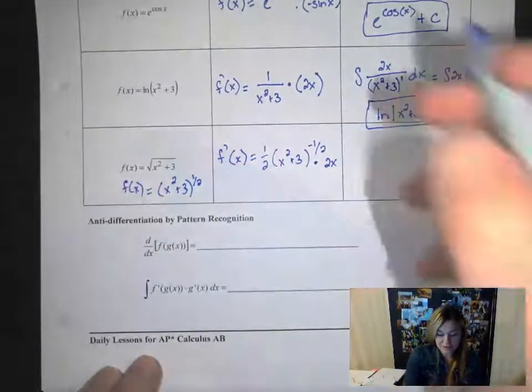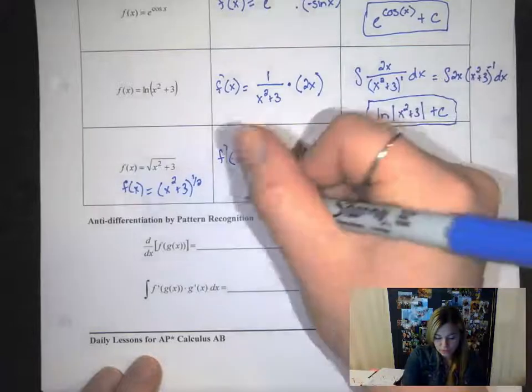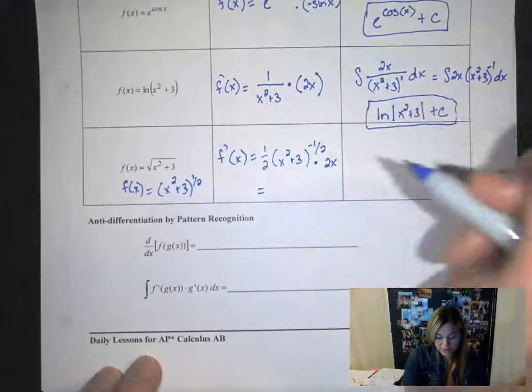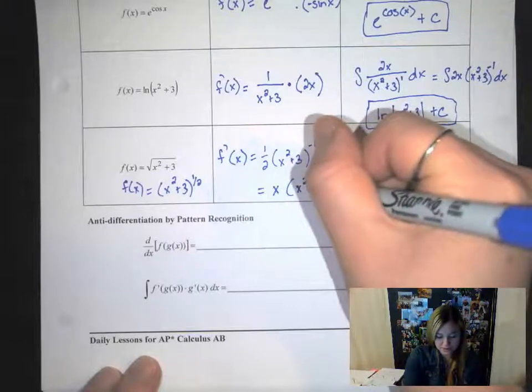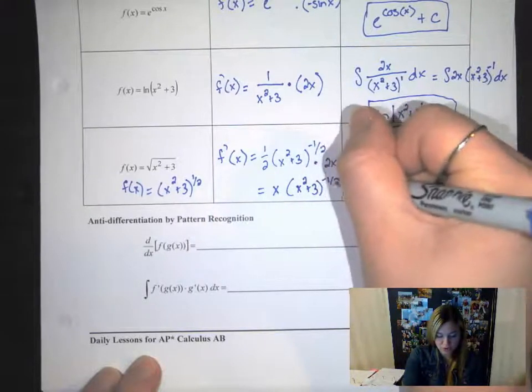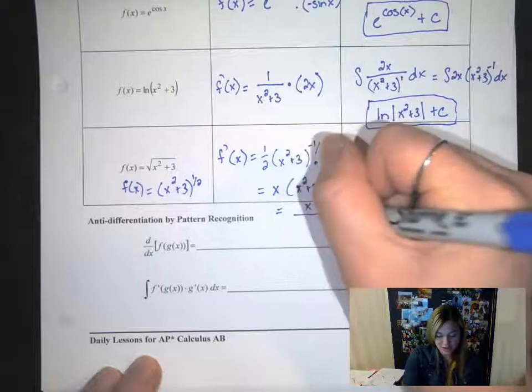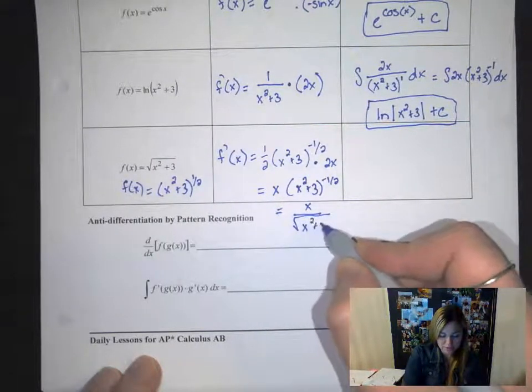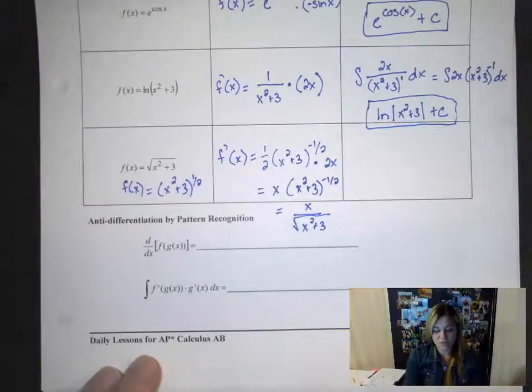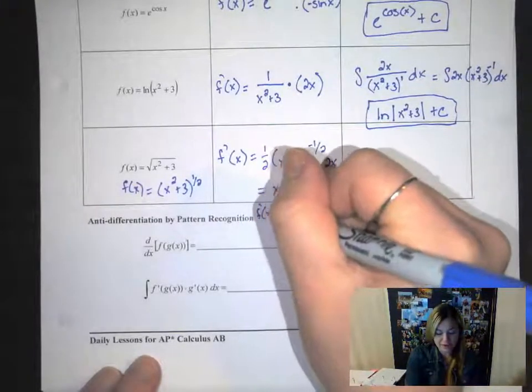Because all of this happened, 1/2 times 2x would just be x times x squared plus 3 to the negative 1/2, or this could be written as x over, this 1/2 will be in the denominator, and I can rewrite it as a square root. This is also what f prime of x looks like.